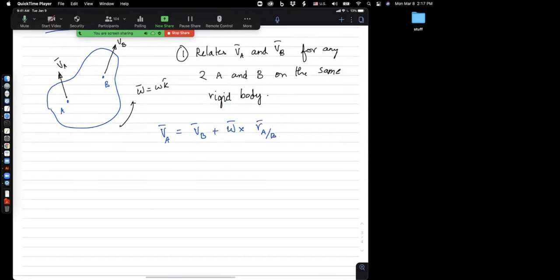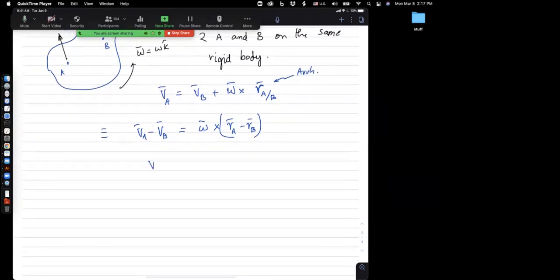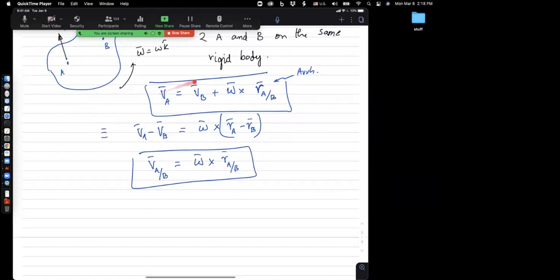Another way of saying this is VA minus VB, both vectors, not scalars, is equal to omega cross R, where R is basically RA minus RB. Or you can equivalently write it as V of A with respect to B equals omega cross RA with respect to B. These are all equivalent ways of writing the same thing. We'll use this most common version, so let me call this equation number one.